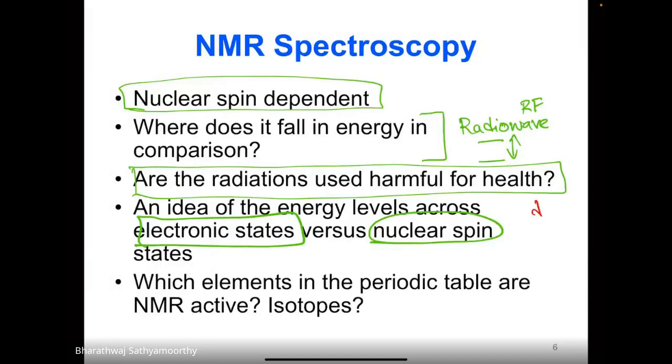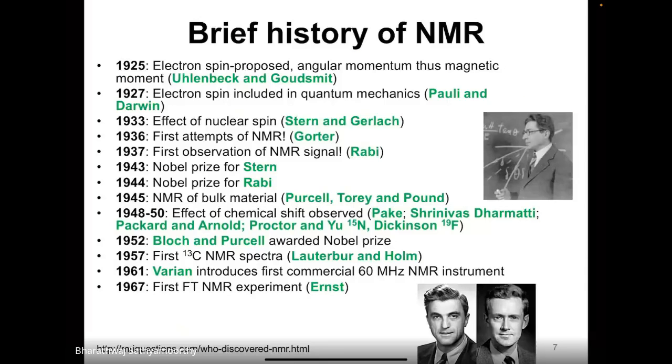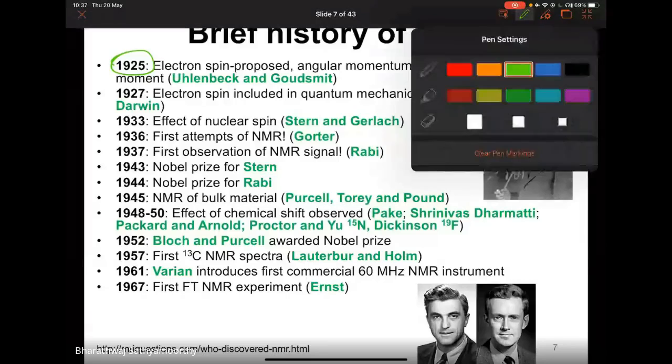We'll also try to quickly make an attempt to understand which elements of the periodic table are NMR active and whether isotopes end up having different NMR properties. Before going there, let's have a brief history of how NMR evolved. As I just said, the nuclear spin quantum number is actually the feature that we end up exploiting to get our spectrum.